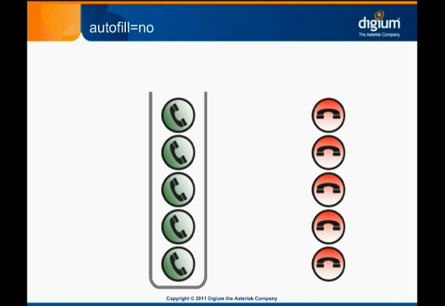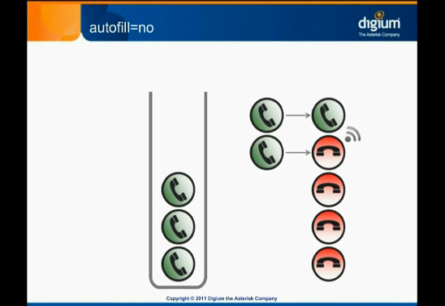If autofill is set to no, it means that the calls will be answered strictly in the order they were received. The first call will get distributed to the first available queue member, and their line will ring. Even though there are more queue members available, none of the other calls will be distributed yet. Instead, they will sit in the queue until the first call is answered. Once the first call is answered, then the second call will ring the next available queue member.